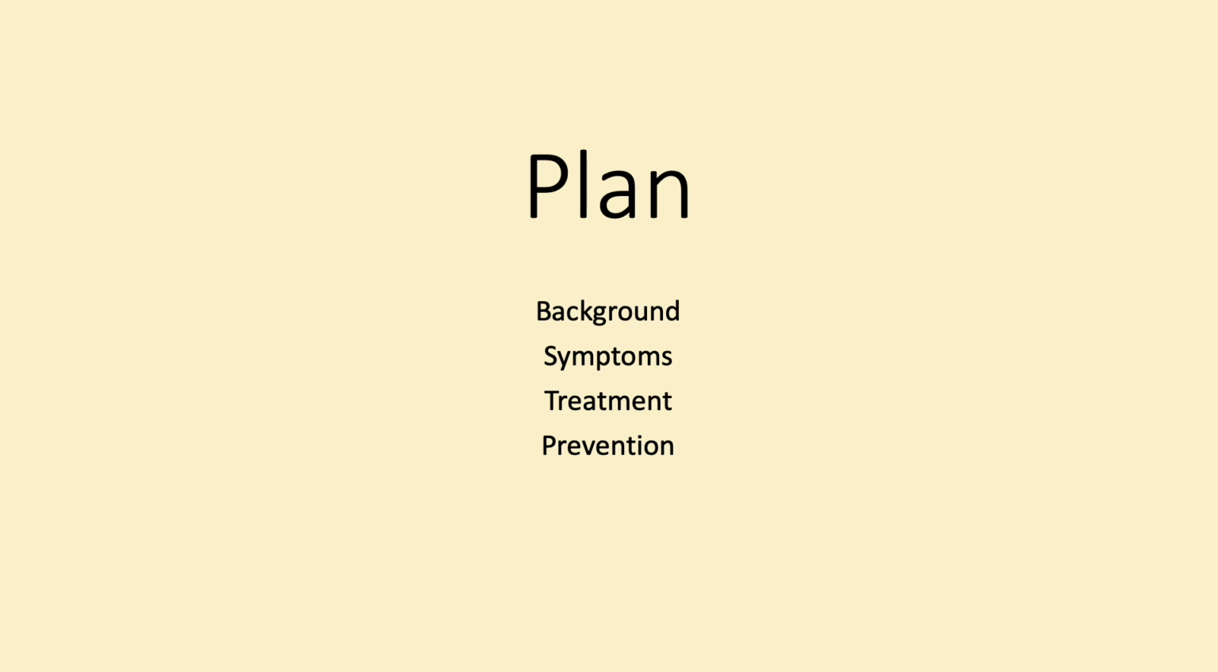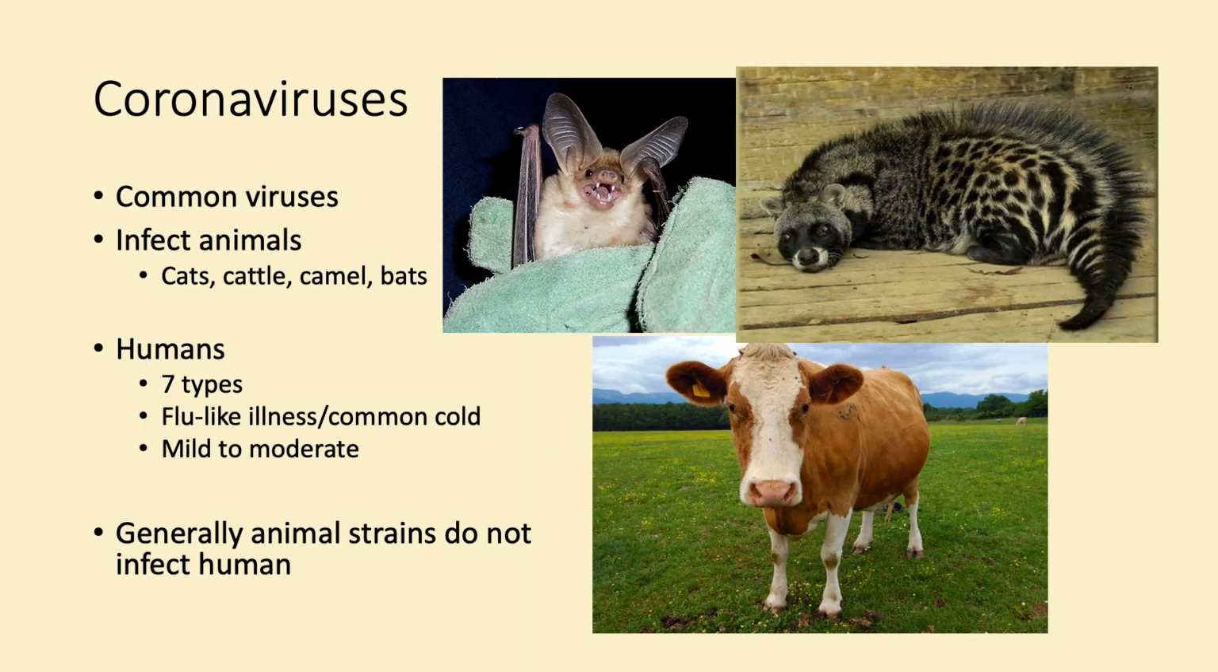Coronaviruses are common viruses that cause infection not only in humans but also animals such as cats, cattle, camel, and bats. 7 strains infecting humans have been identified, causing flu-like illness similar to the common cold. The majority of the people have mild to moderate symptoms and they recover without any issues.